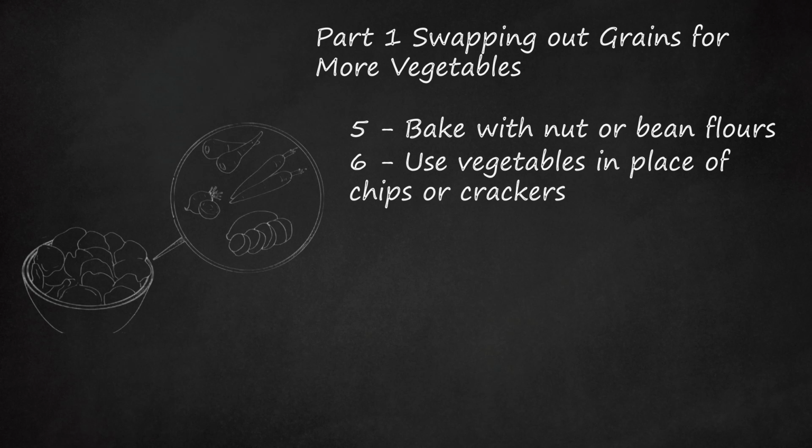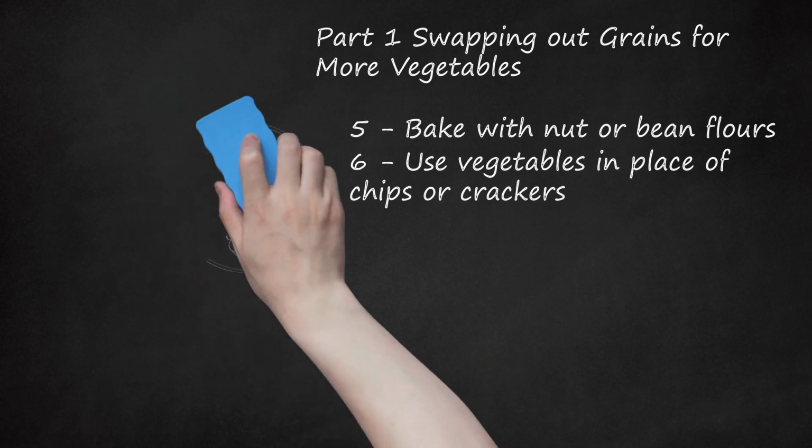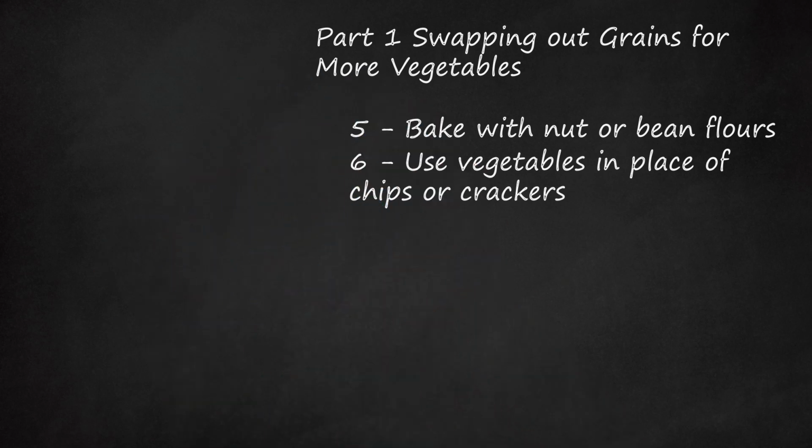If you want a more chip-like consistency, use starchy root vegetables instead. Thinly sliced, vegetables like beets, sweet potatoes, parsnips and carrots turn into crispy chips when baked in the oven.